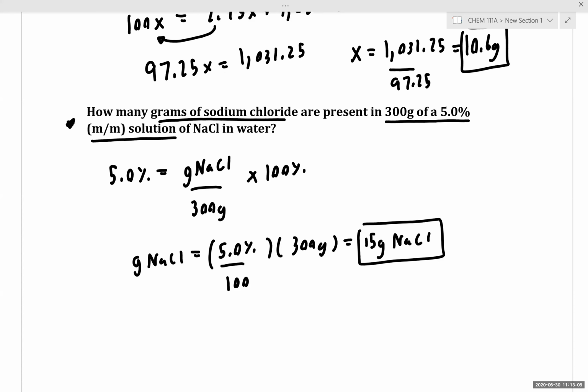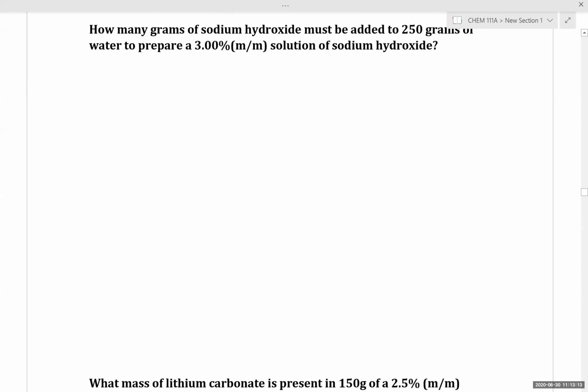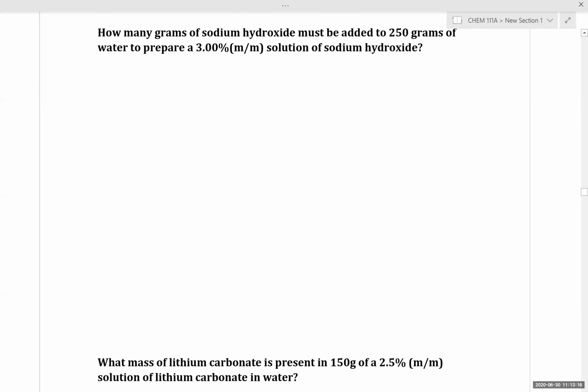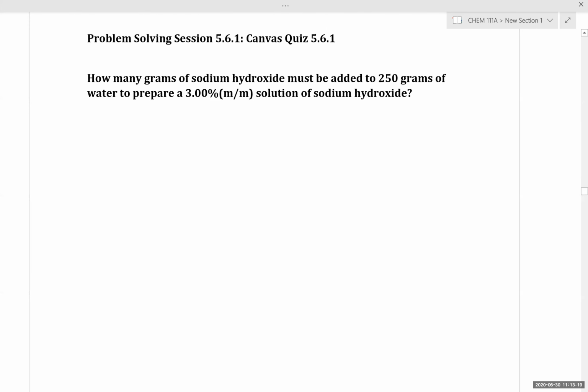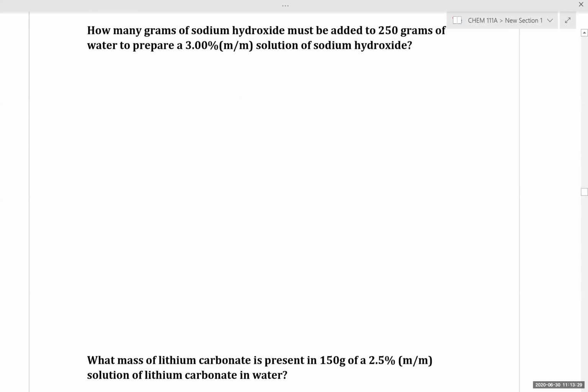Okay, so now that we've covered two different types of mass percent problems, let's work on the following two examples, and you can submit your responses in the chat or via Canvas quiz 5.6.1. If you have any questions, really do not hesitate to ask. I'd like you to work on these two mass percent problems, and we'll discuss these examples in about 6 to 7 minutes. I'll be checking Canvas and the chat to provide feedback for these questions.